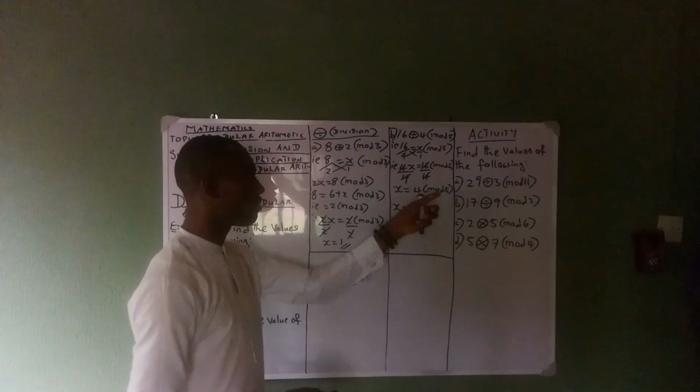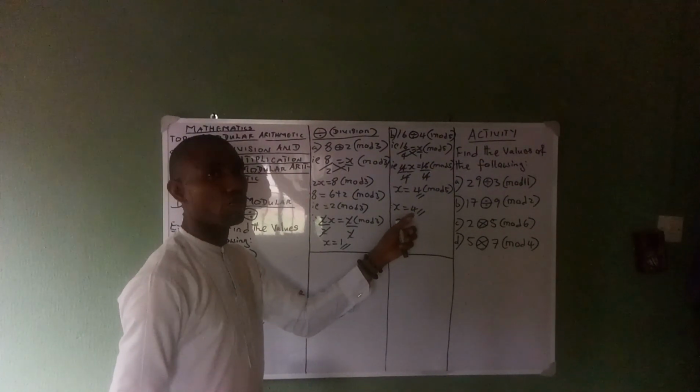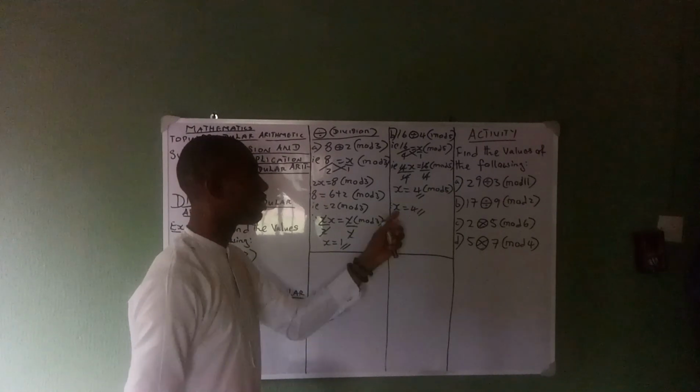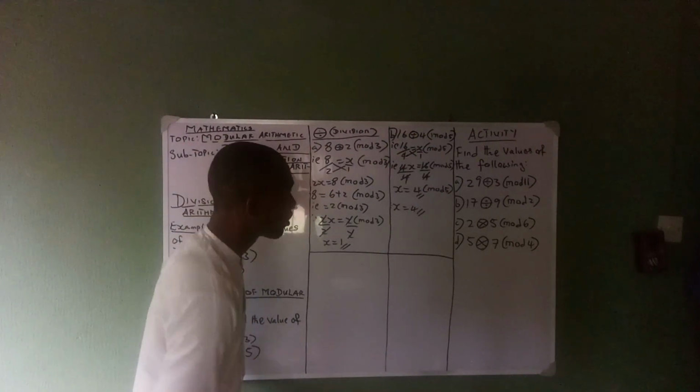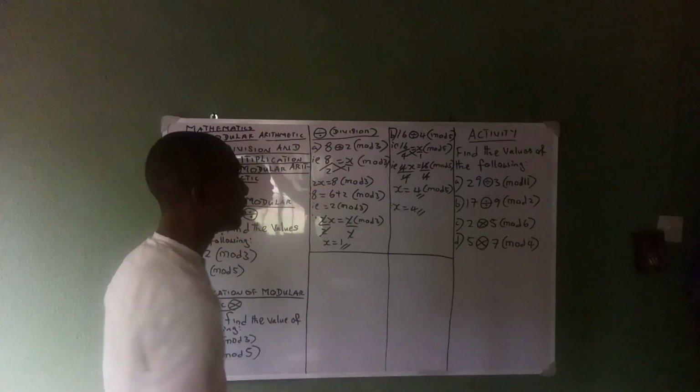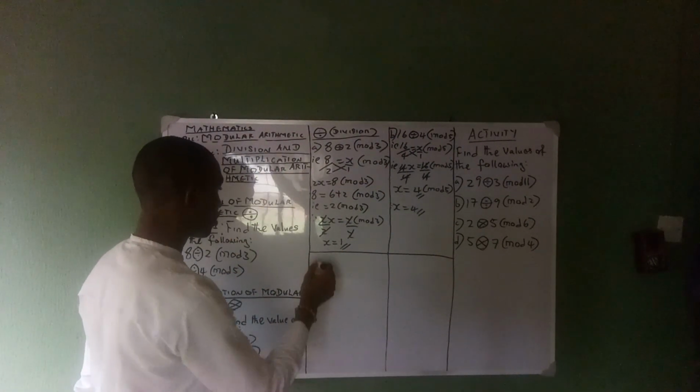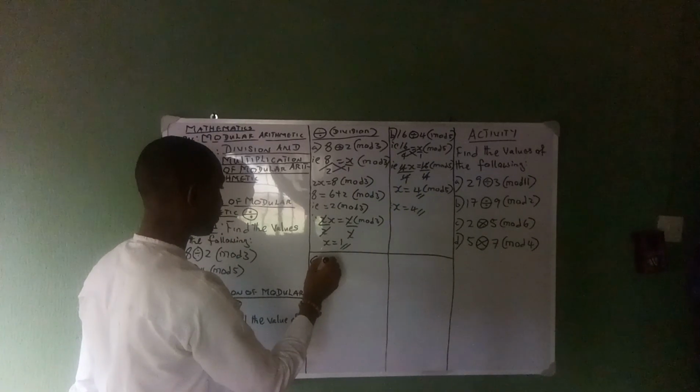The reason is because 5 is bigger than 4. So 4 is the corresponding value for 16 divided by 4 in mod 5. So that is for the division. Now let us consider the case of the multiplication.